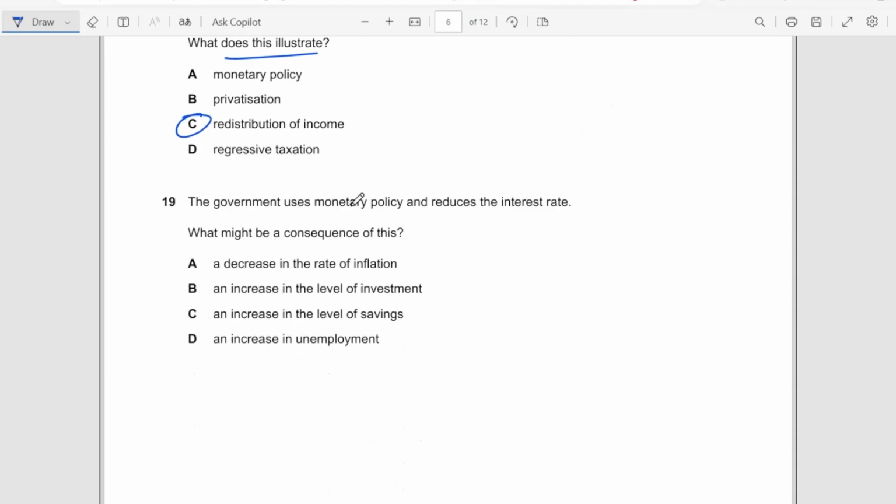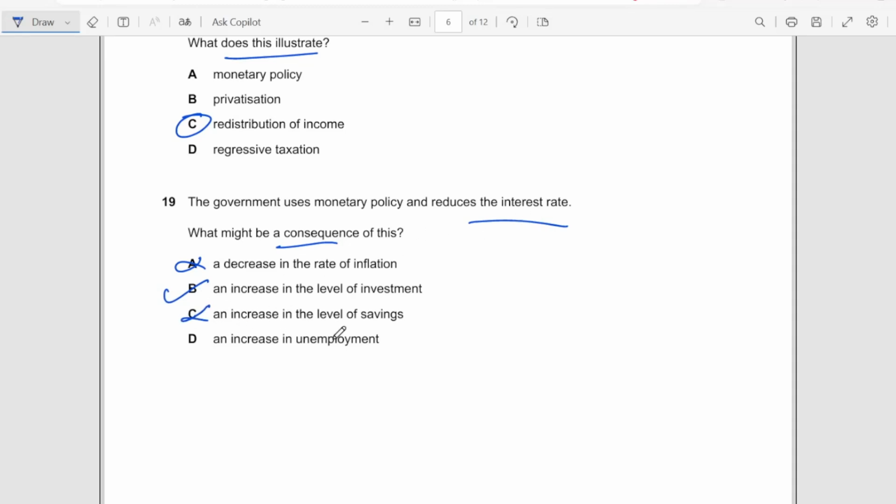The government uses monetary policy and reduces the interest rate. That's an expansionary monetary policy, guys. Previously, we talked about a fiscal policy. This is an expansionary monetary policy. What will be the consequence of this policy? A decrease in inflation? Well, there could be increase in inflation. Again, it could be demand pull inflation. An increase in the level of investments? Yes, this is the case. Savings would not increase because interest rate is low.